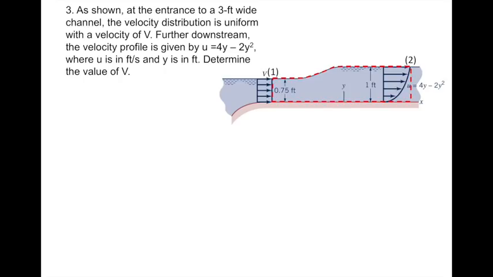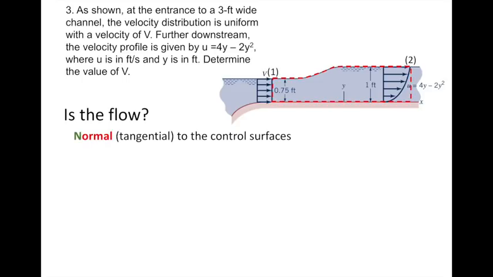And now let's think our way through our assumptions again. All right, first up, is the flow normal to the control surfaces? Yeah, it looks like it, right? We have velocity just in the U component, just in the X direction. We don't have flow that's going up and down. We don't have flow that's coming into and out of the PowerPoint here. So yeah, normal to the control surfaces.